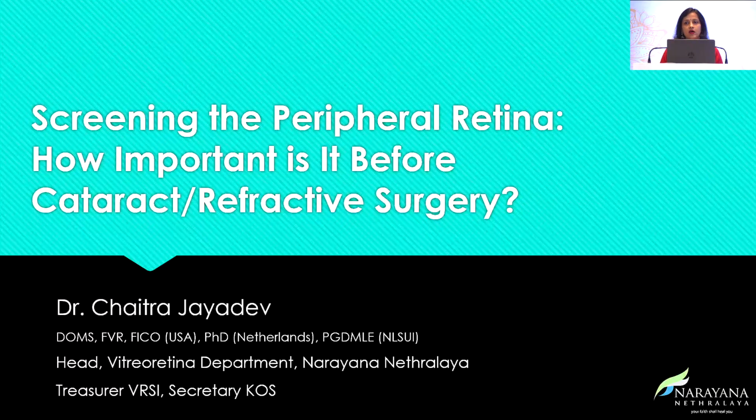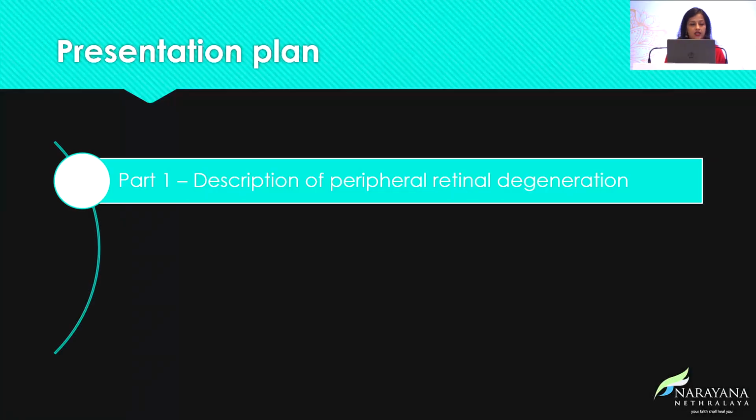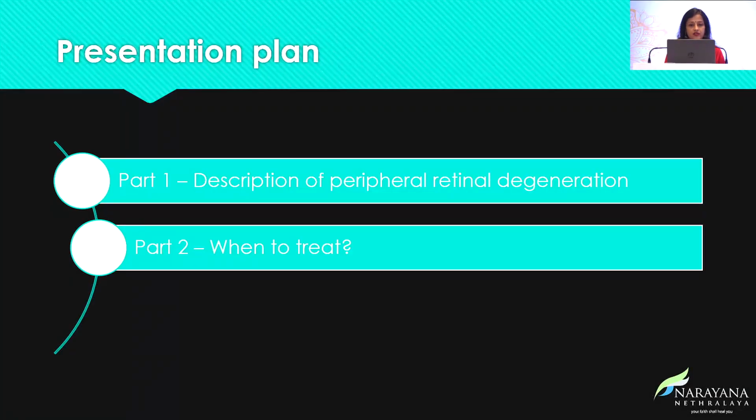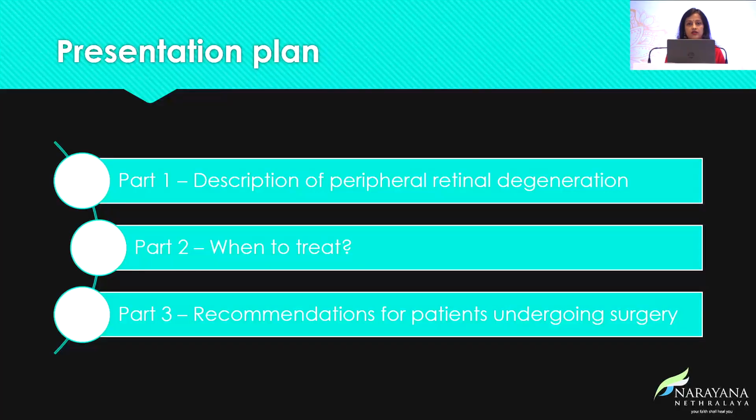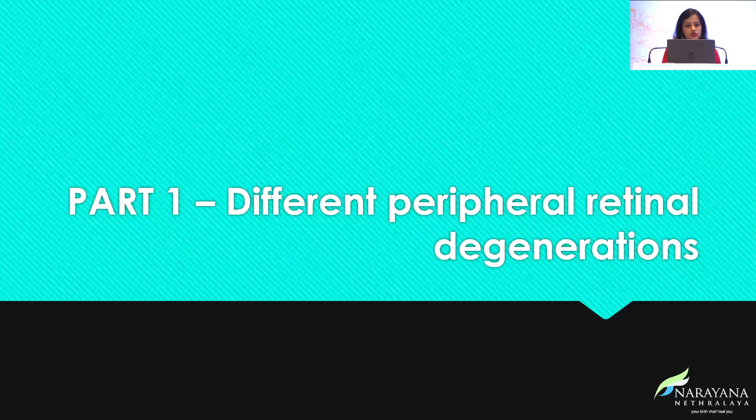I'll be speaking about how you need to screen, why you need to screen, and if you screen, what to look for in these patients. And as I mentioned, these are patients whom you are hoping to give 6/6 vision. You don't want them to land up in trouble. And in this litigious world, it becomes all the more important that you are aware of all the lesions that can cause trouble and you counsel the patients accordingly. I will be talking about a few peripheral retinal degenerations, when to treat, and recommendations for patients undergoing surgery.